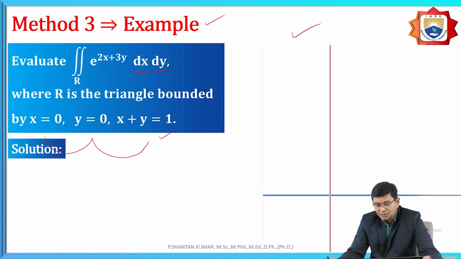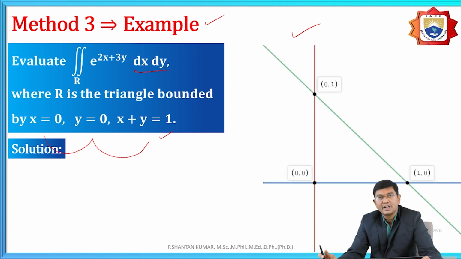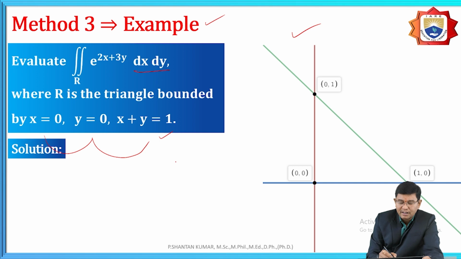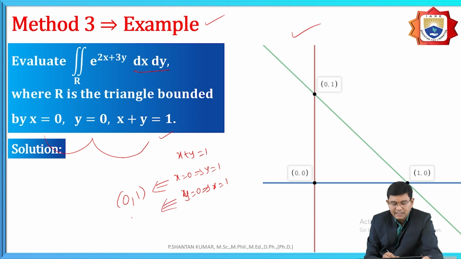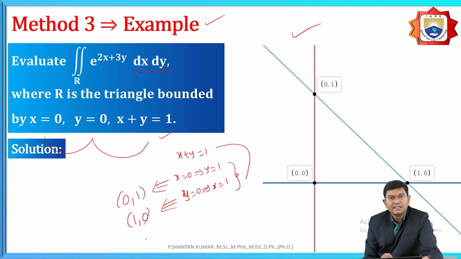The diagram is like this, because here x plus y equal to 1 is the equation. If x is equal to 0, then y is equal to 1, and if y is equal to 0, then solving gives x equal to 1 only. That means x equal to 0, y equal to 1 is the intersection 0 comma 1, and y equal to 0, x equal to 1 is the intersection 1 comma 0. So with the help of x plus y equal to 1, we obtain the intersections 0 comma 1 and 1 comma 0.